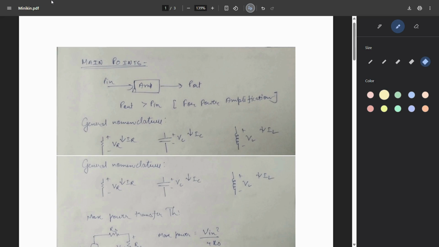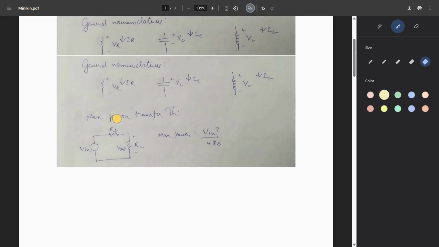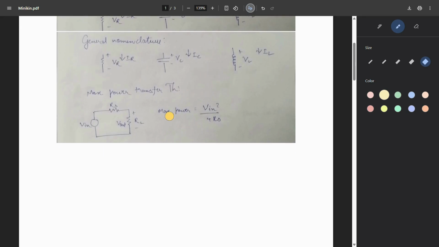So let's start it. So what is an amplifier? In an amplifier, there is a P in, power in, and a power out comes out. P out must be greater than P in for power amplification. So let's go to the next line, which is general nomenclature, which we will follow. General nomenclature is like for resistor VR plus minus, the arrow sign which we have to keep in mind, for VC, then VL. So these are just basic things.